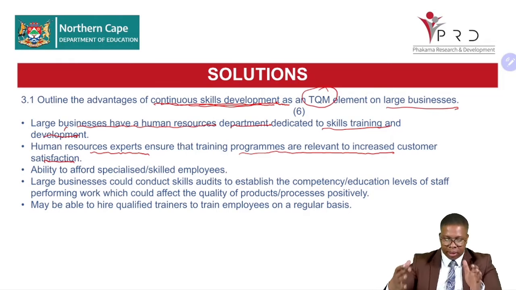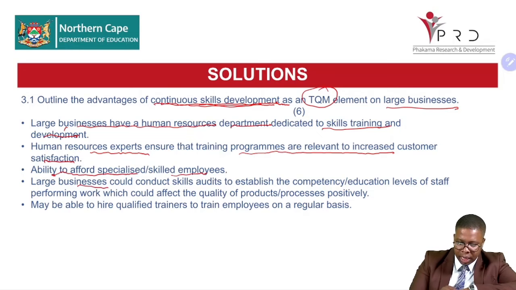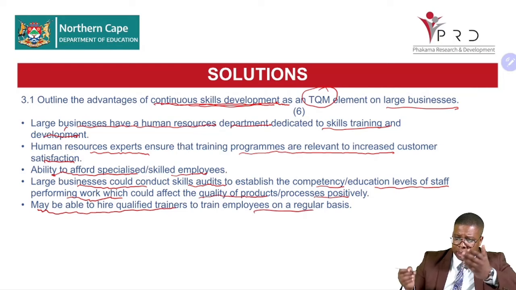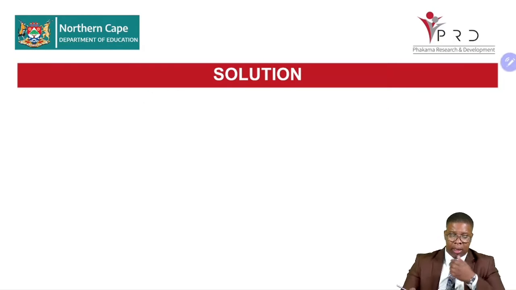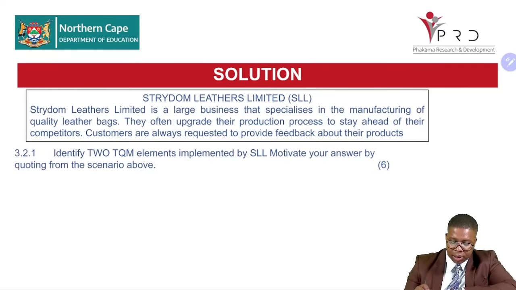It is easy for a larger business to continuously improve the skills of the workers. Then they also have what? The advantage to say, as a large business, because they have more money or capital, they have the ability to afford specialized or skilled employees. Large businesses could also conduct skills audits to establish competency and educational levels of staff performing work, which could affect the quality of the products or processes. And then it may be able to hire qualified trainers to train employees. Because it's large, it has more money and capital. Then as we look into the other aspects now, which is to identify the TQM elements.